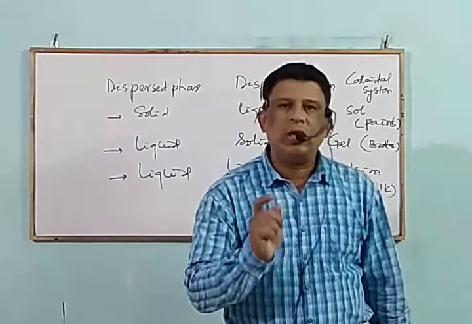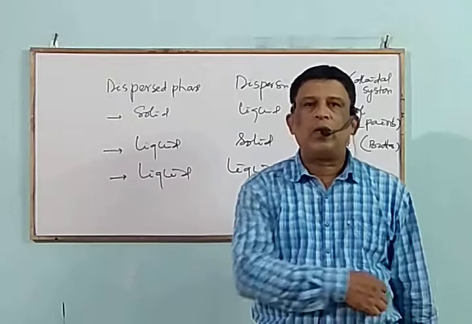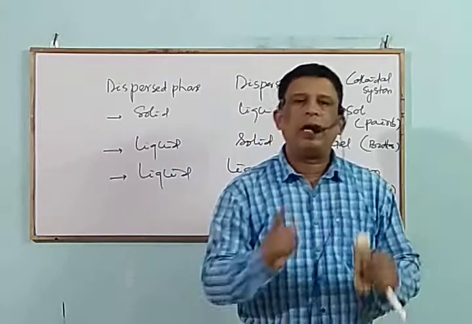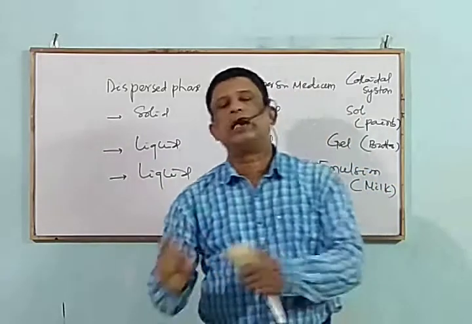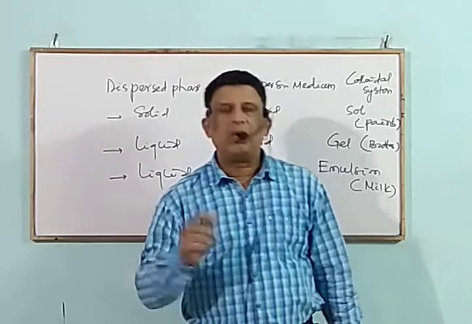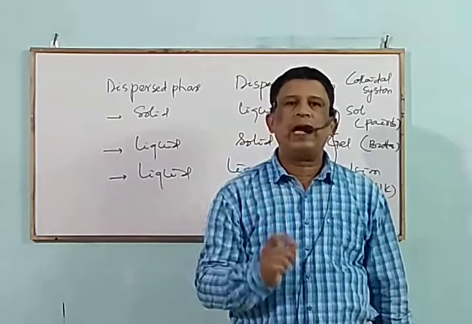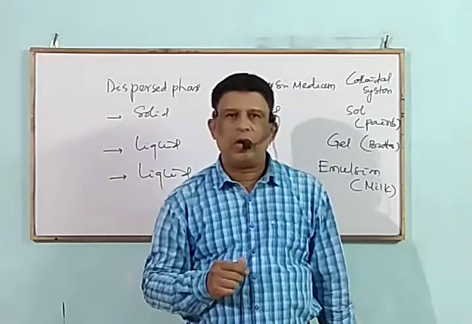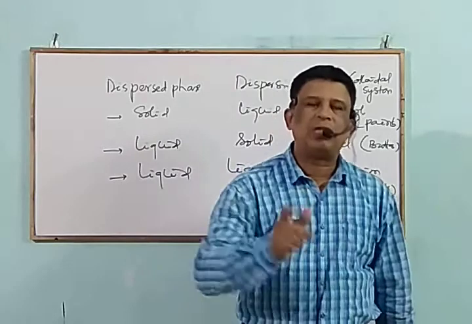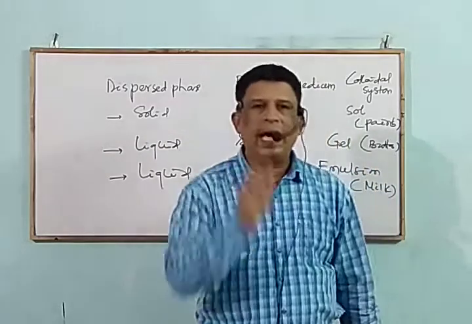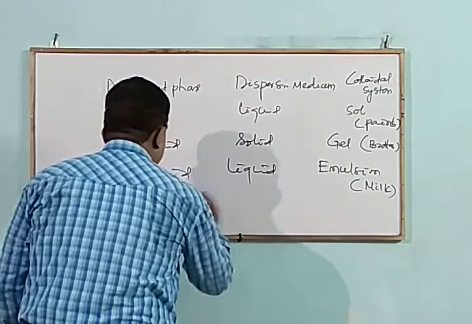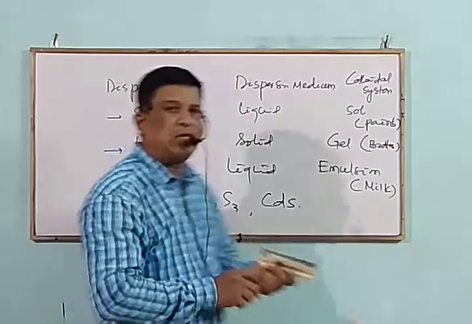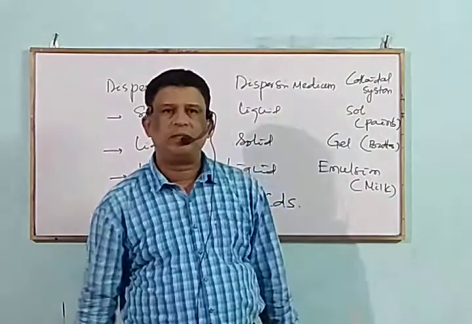Next, basing upon the charge. If a colloidal particle is positively charged, that is known as a positively charged sol. If the colloidal particles are negatively charged, then it is known as a negatively charged sol. Generally, hydroxides like ferric hydroxide and aluminum hydroxide come under positively charged colloidal solution. On the other hand, metal sulfides, that is arsenic sulfide, As2S3, and cadmium sulfide, CdS, are negatively charged sols.